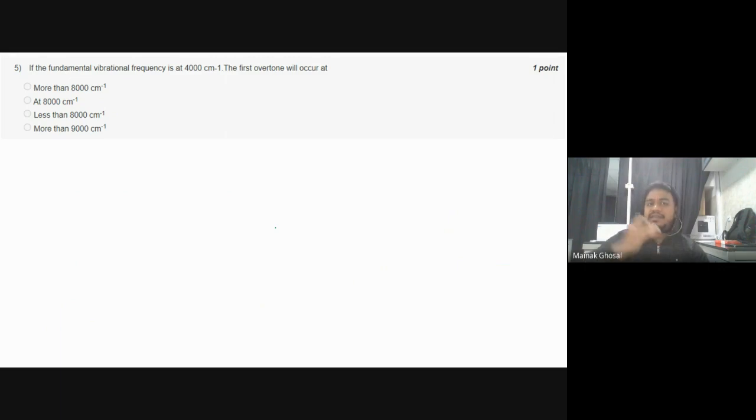When there is no mention of whether you have to take a simple harmonic oscillator or not, then you go with the benefit of the doubt and take an anharmonic oscillator, because this is the real case. So in this case you have to consider the anharmonic oscillator approximation. So what is the anharmonic oscillator energy? First you try to answer it, then I will tell you.